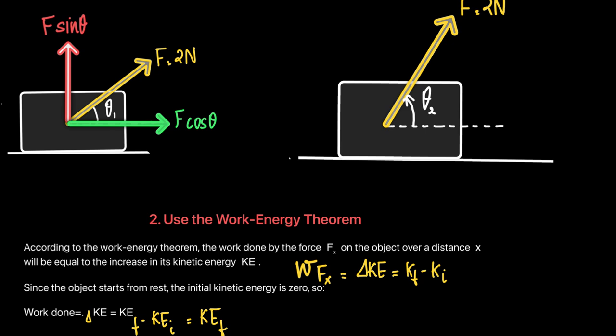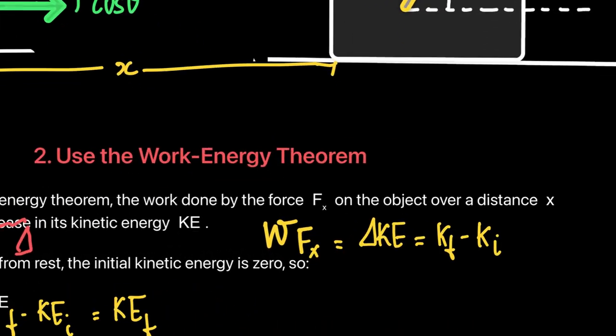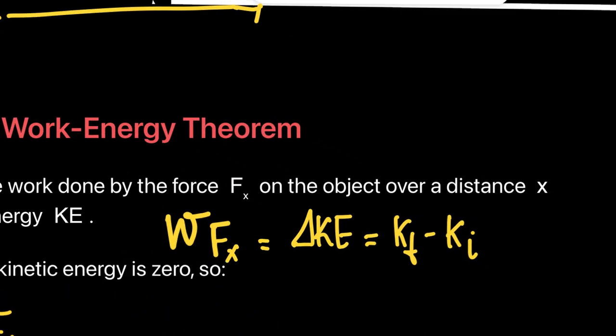I'm really sorry. Okay, so while we use the work energy theorem, what is the work energy theorem? According to the work energy theorem, the work done by the force Fx on the object over a distance x will be equal to the change in kinetic energy. My bad, it is not increase, it should be change in kinetic energy. Otherwise I can write that work done by the x component of this force Fx is equal to delta KE, which is equal to Kf minus Ki, right?